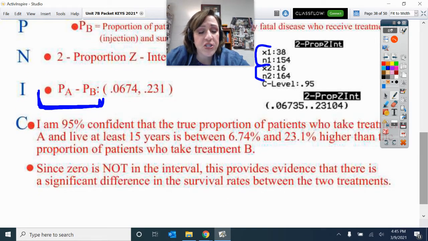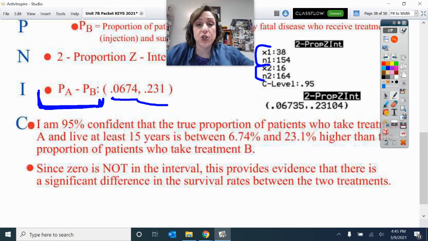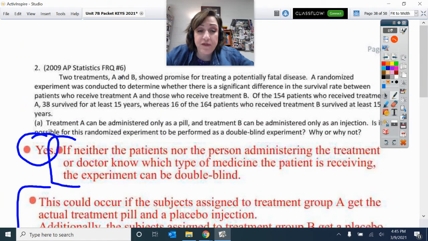So I am 95% confident that the true proportions of patients who take treatment A live at least 15 years is between 6.74% and 23.1% higher than the proportions of patients who take the injection. Since 0 is not in the interval, this provides evidence that there really is a significant difference in those survival rates between the 2 different treatments. Okay? There you go. So that right there was the first 2 parts of an extensive problem number 6.